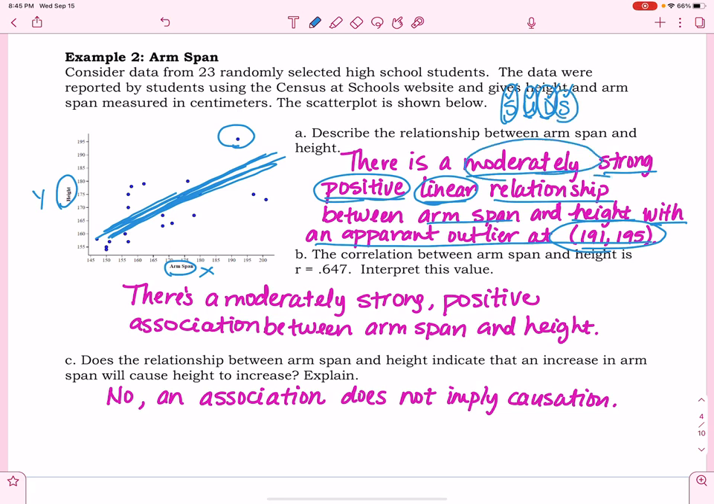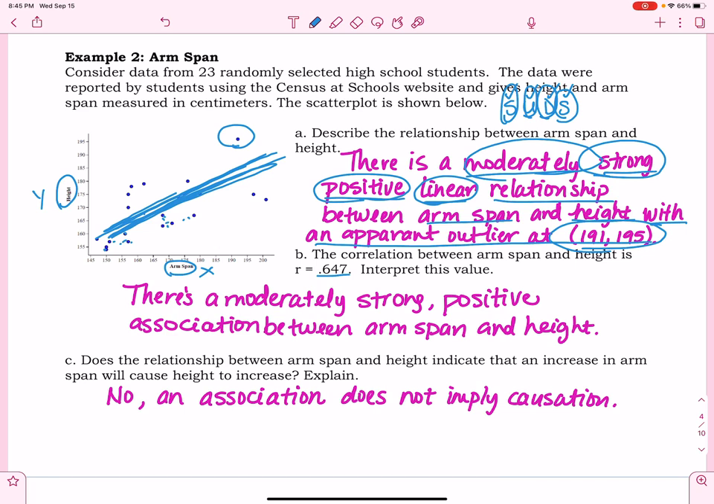I'm calling this moderately strong because, if you'll notice, these aren't horribly tightly packed, but they're also not unpacked. There's a lot down here that are really close together. So I'm going to go with moderately strong. Let's see if I'm right. Part B, the correlation between arm span and height is 0.647. Okay, I was right. It's not super strong. It's not really above 0.7, but it's clearly above 0.5. So it's going to have a moderate strength. So I was right about that.